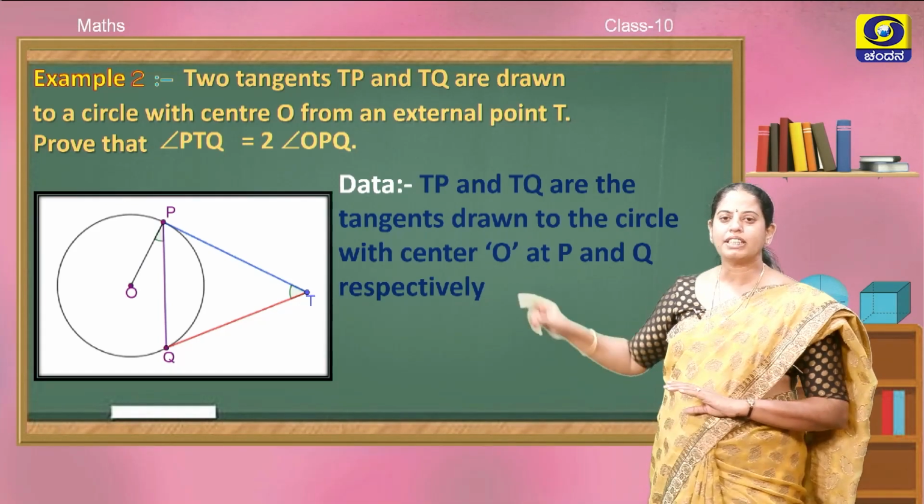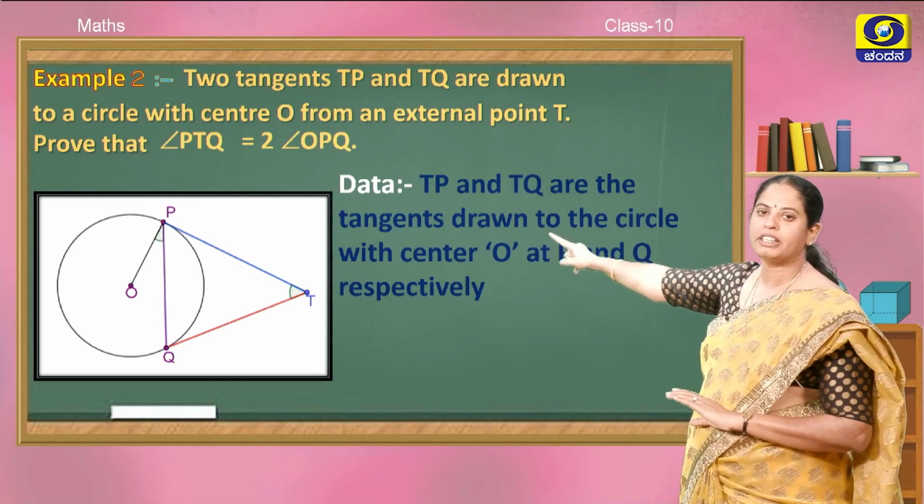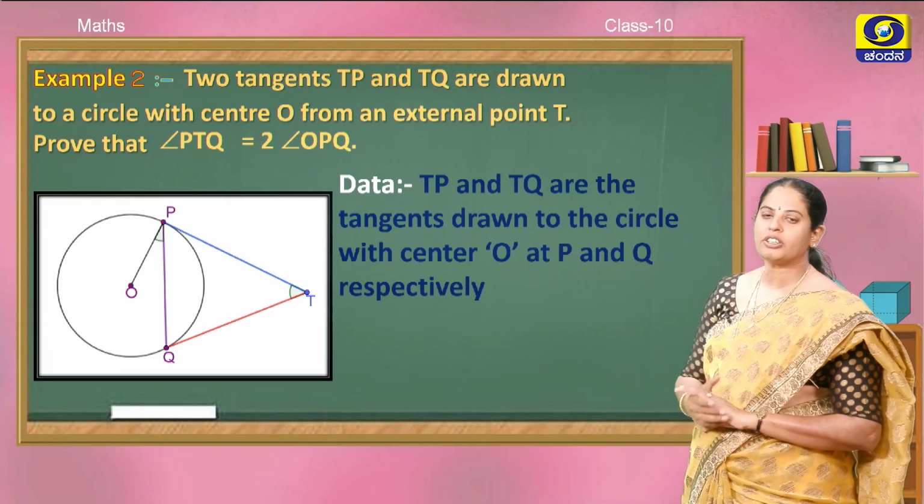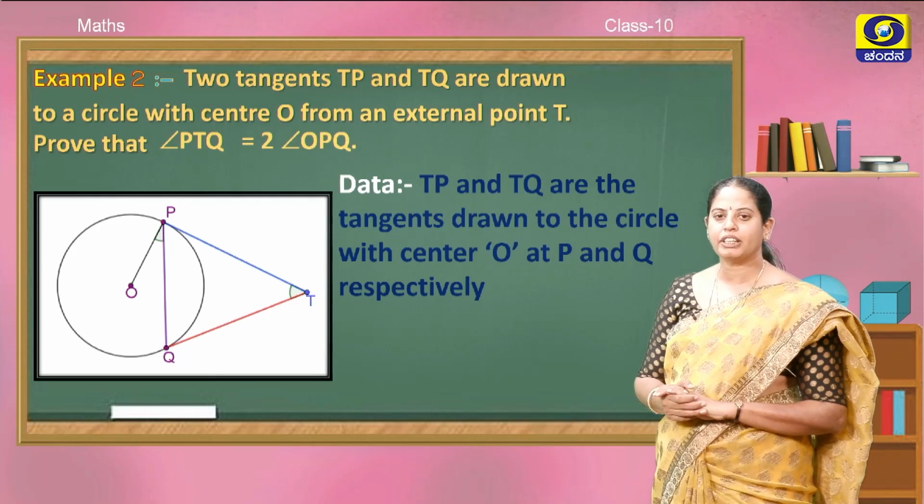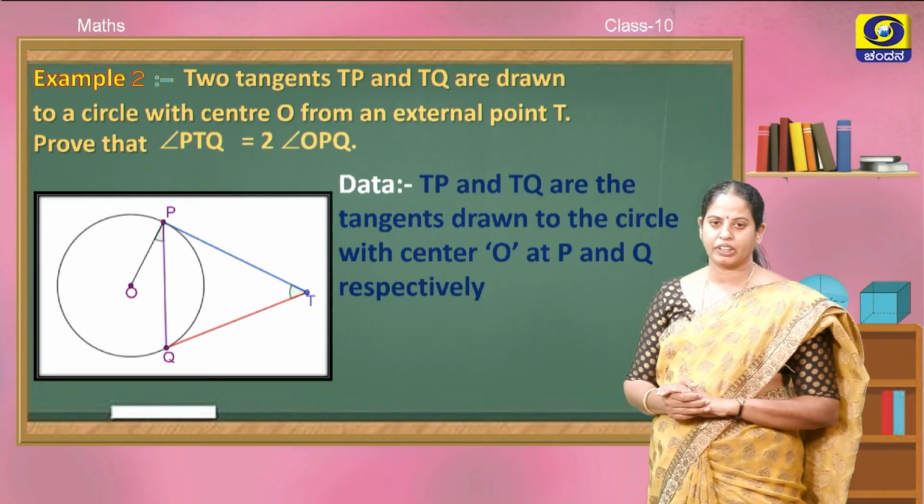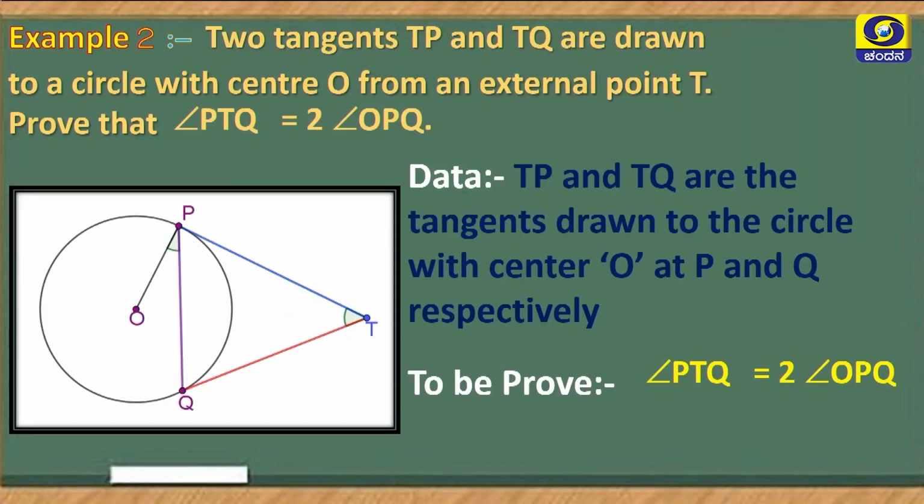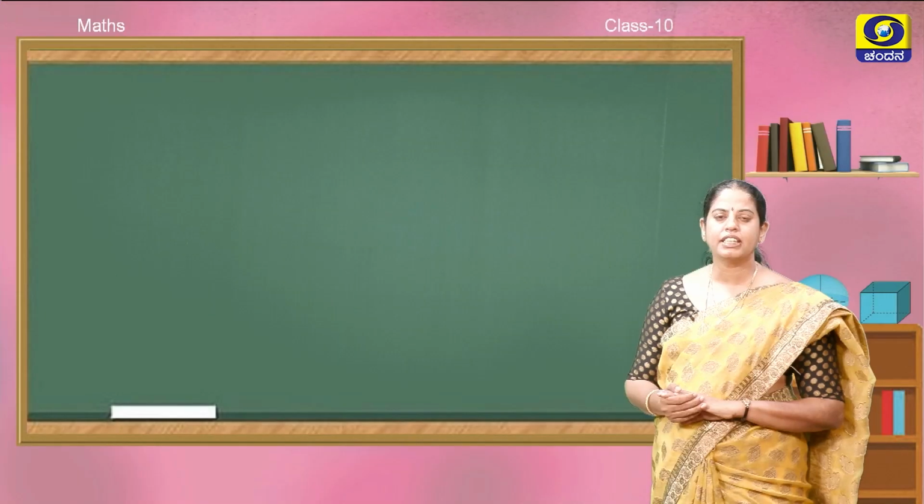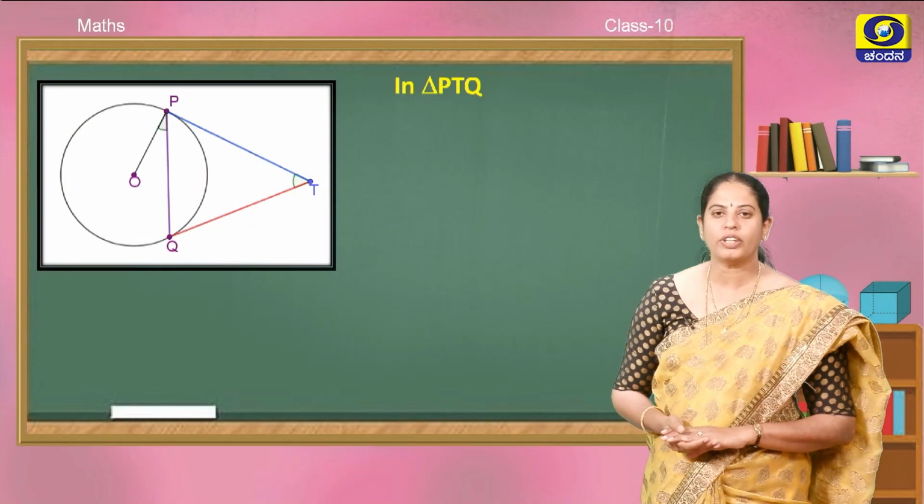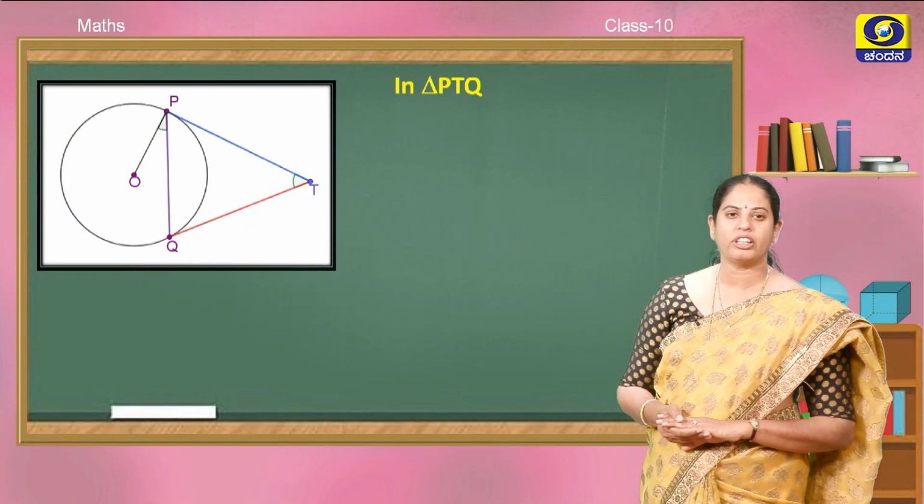So, what is the data given here? TP and TQ are the tangents drawn to the circle with center O at P and Q respectively. Now, we have to prove that angle PTQ is twice the angle OPQ. For this, we are going to do some construction. We join P and Q.